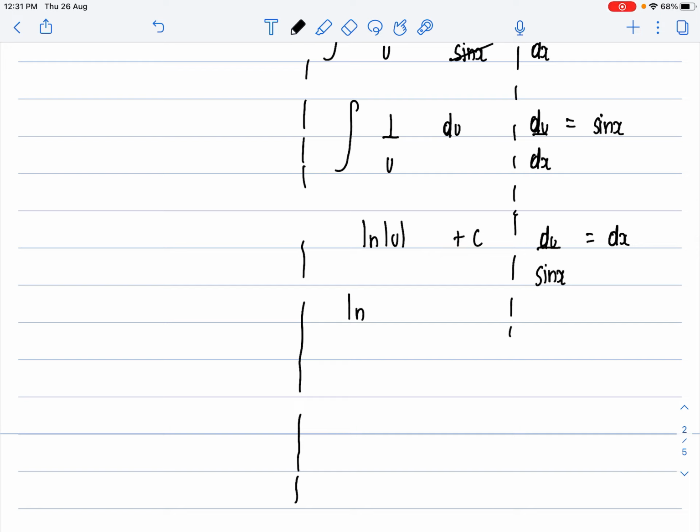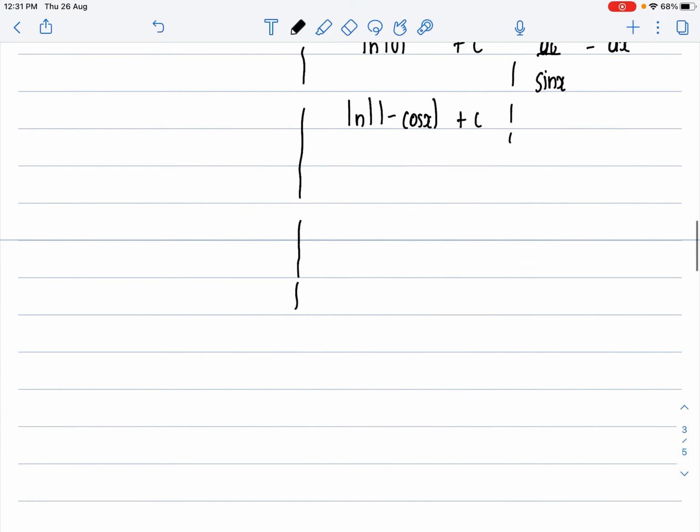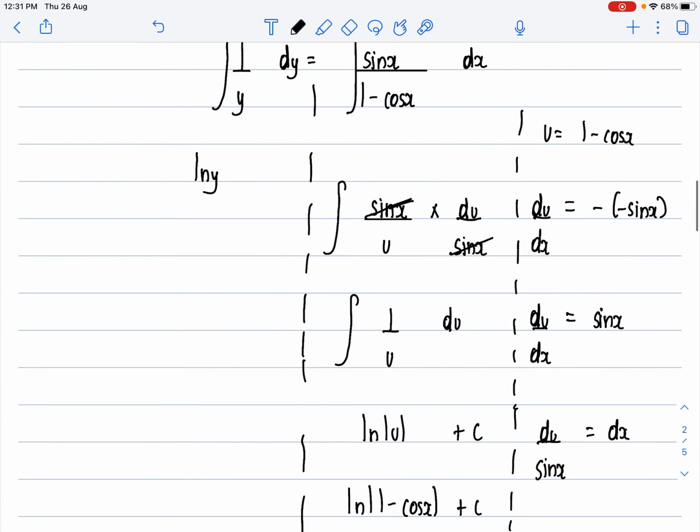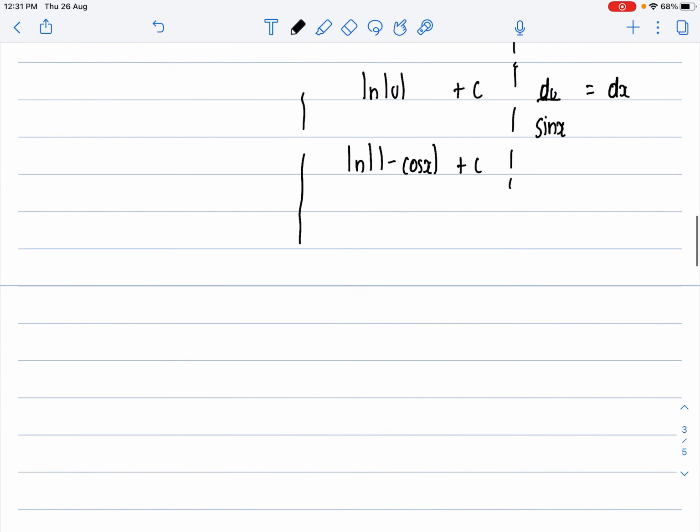So I write this as ln(1 minus cos x) plus c. Correct? This is what I basically get. Now I can write this simply as ln y, since I have ln y here, which is equal to ln(1 minus cos x) plus c. Correct? This is what I get.